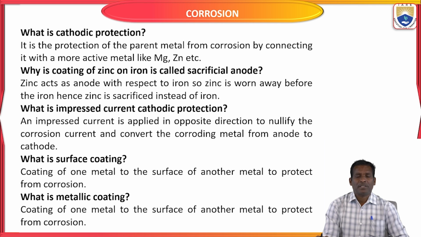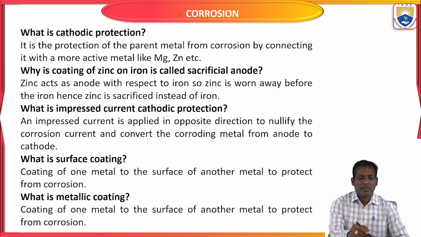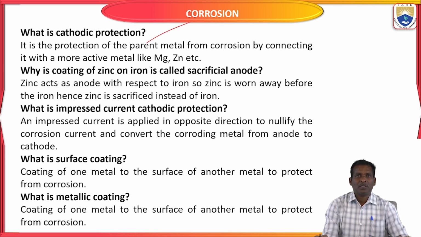What is cathodic protection? It is the protection of the parent metal from corrosion by connecting it with a more active metal like magnesium, zinc, etc.